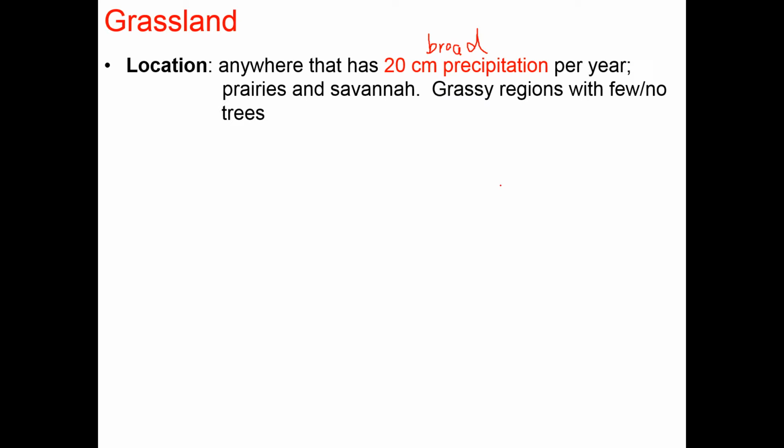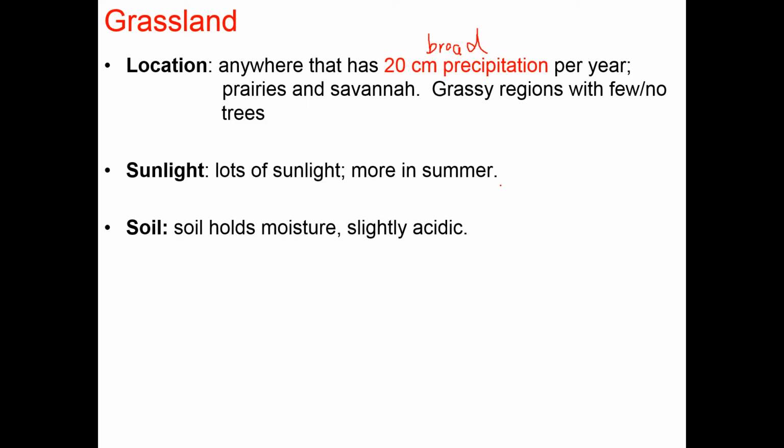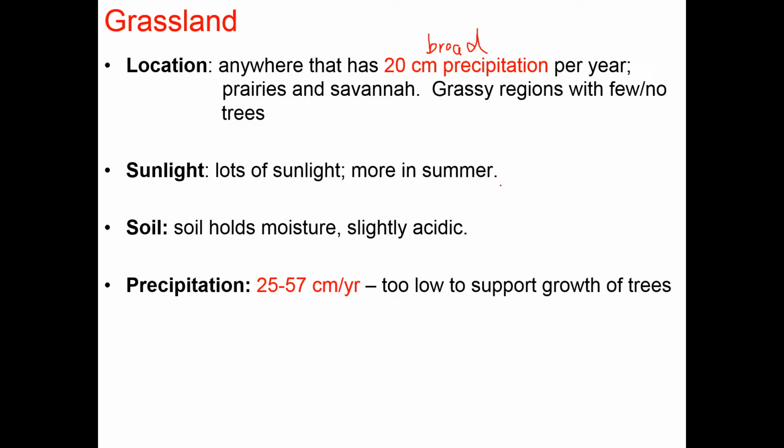Very few trees. Yes, we have trees in Alberta, but compared to the grass regions, not a lot. We get lots of sunlight, way more in the summer. Summer and winter are distinct. Soils hold moisture, but because they're acidic, they don't grow as much variety of trees.